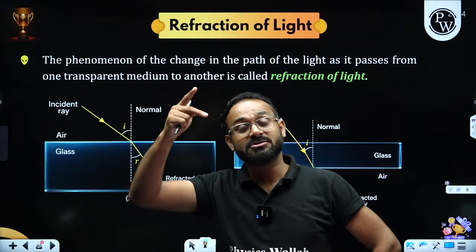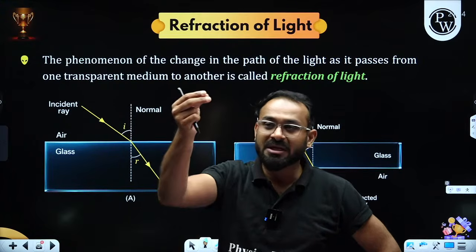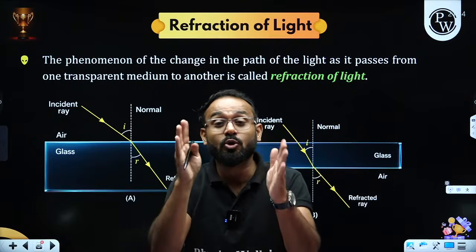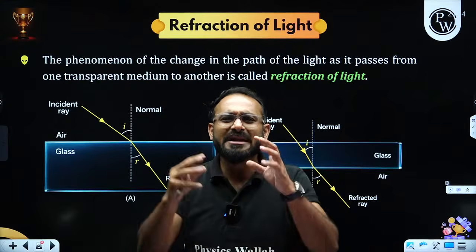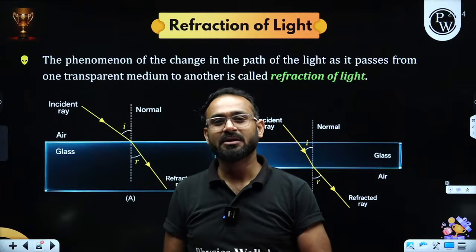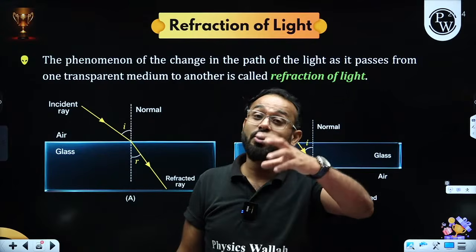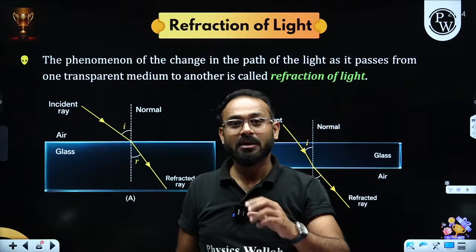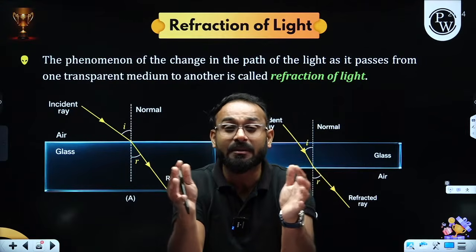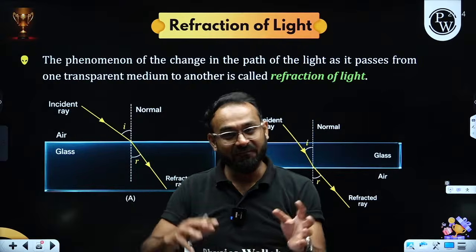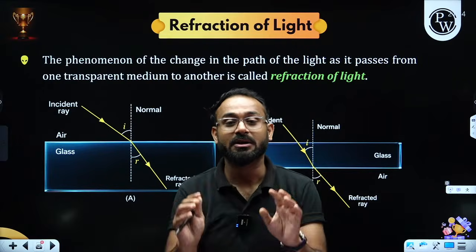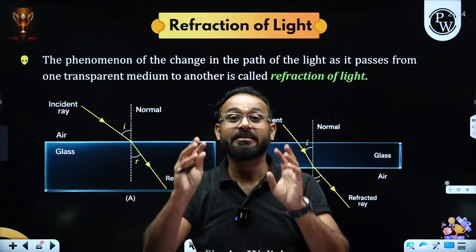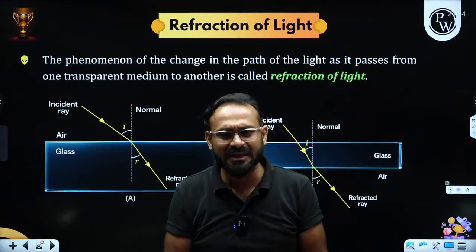Two different mediums. Which ones? Maybe air, maybe water, maybe glass, maybe others. But we need to do a comparison of their optical densities. Which one is denser? The one whose particles are closer to each other will be considered the denser medium, whereas the other medium will be the rarer one.